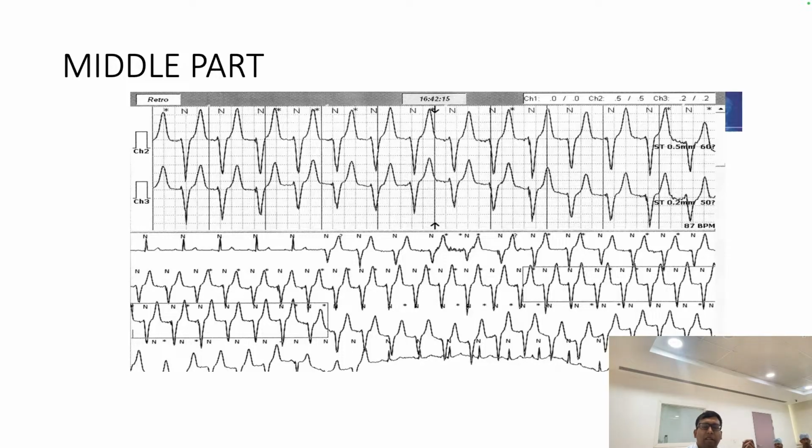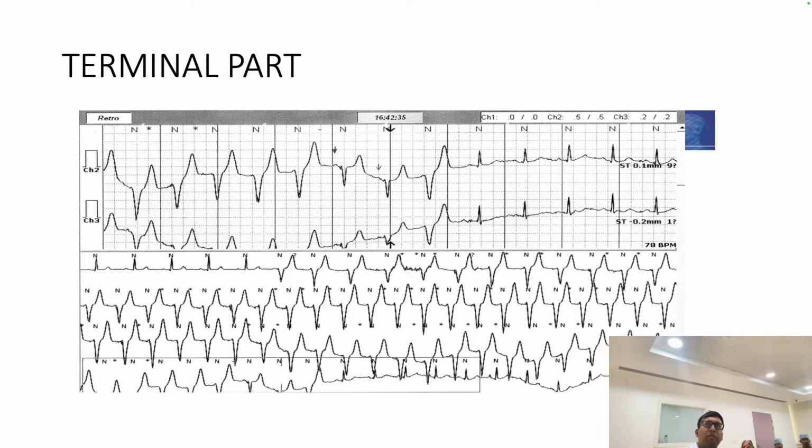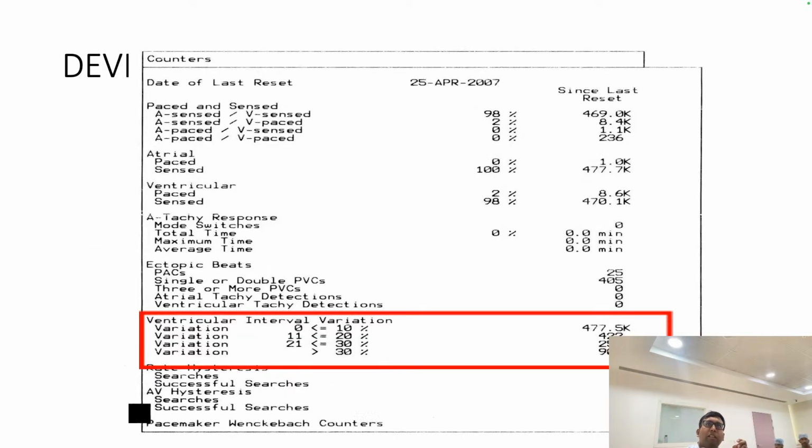What Madhukar was saying was correct. So a terminal event has happened. It has got the threshold, and after that it is totally silent. So this is the thing, ventricular interval variation. 0, 11, 21. Can you just tell me what it is, according to you? Correct me if I am wrong.